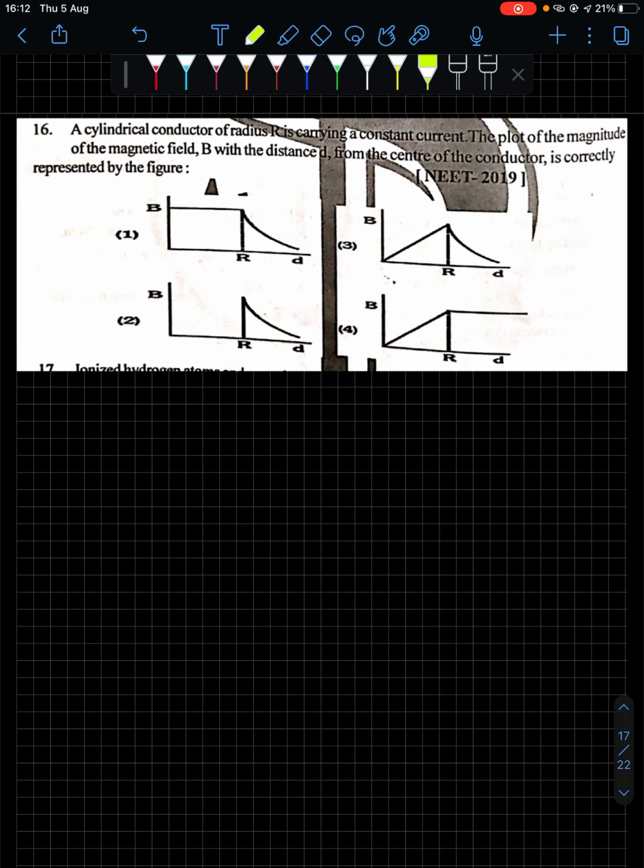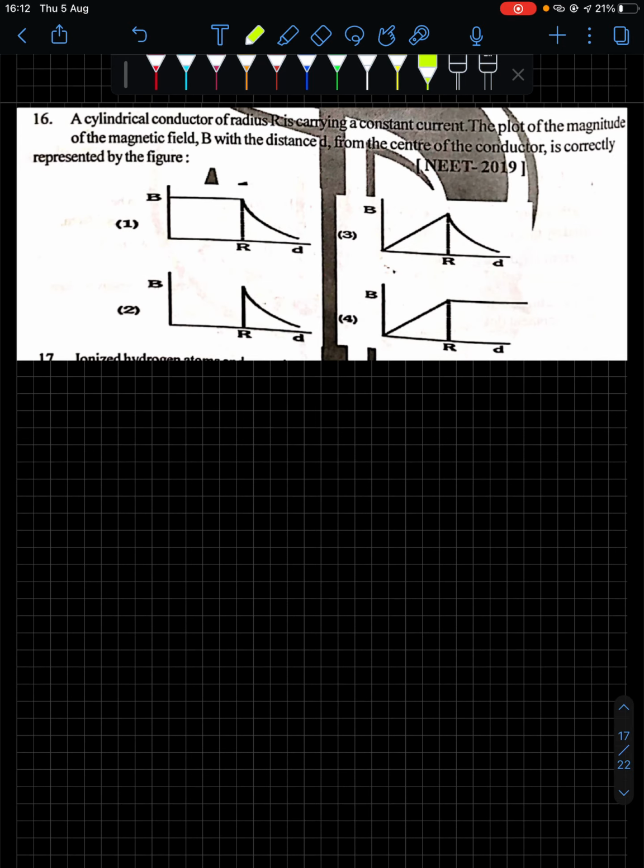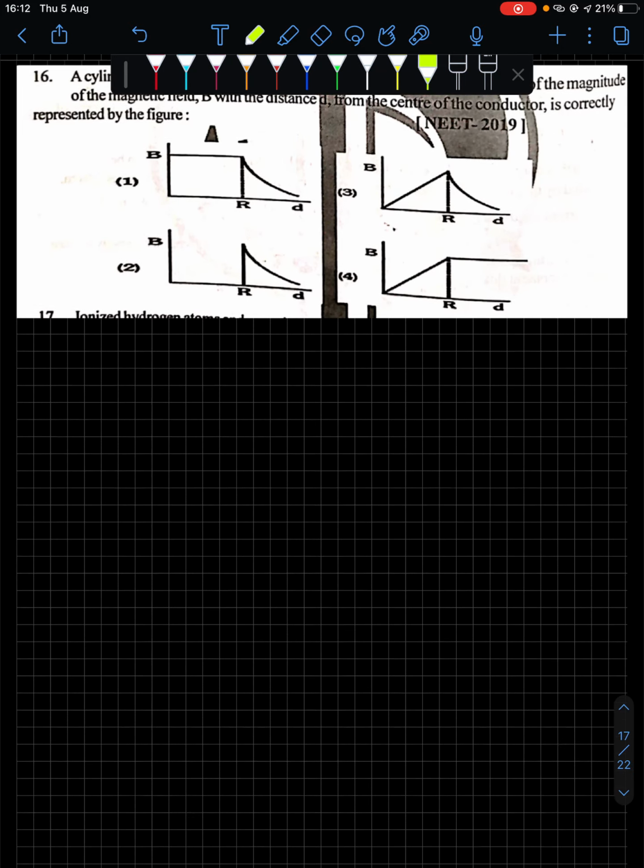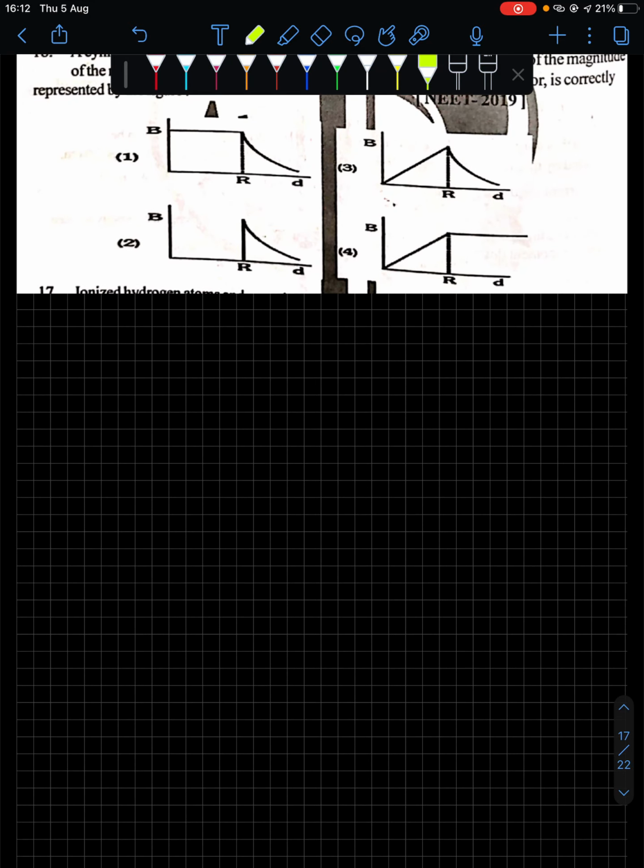Next, question number 16. You have a cylindrical conductor of radius r, which is carrying a constant current. The plot of the magnitude of magnetic field B with respect to distance D from the center of the conductor is correctly represented by which of the given options? Now this theory we haven't covered before, but we can see it very briefly here.